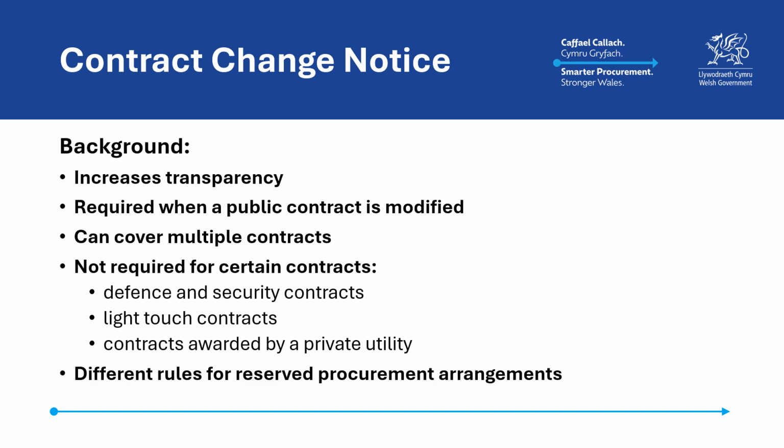UK government require contracting authorities to publish modified contracts for any modified contract valued over £5 million. This requirement will not apply to Welsh contracting authorities unless they modify a contract awarded following a procurement under a reserved procurement arrangement.